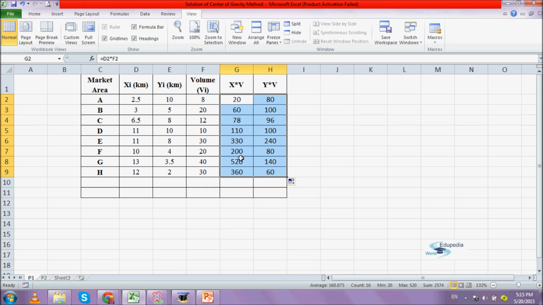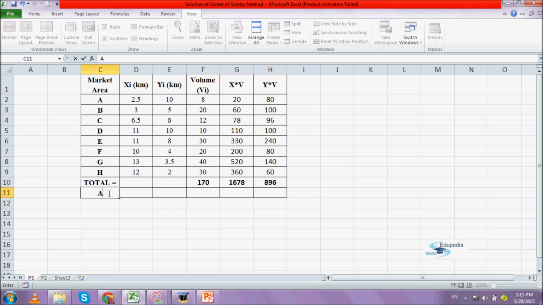Now I have the values for all the 8, and then I simply need to find the total. I need to find the sum of volumes, and also the sum of the products of X into V and Y into V. So here I have the values of the sums.